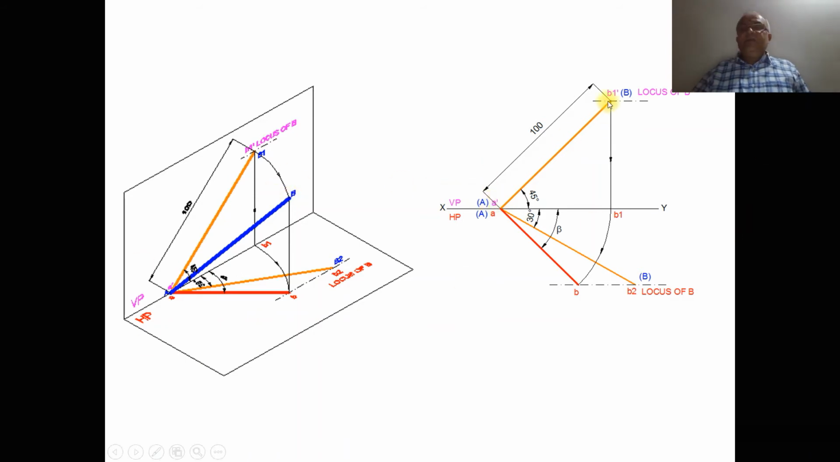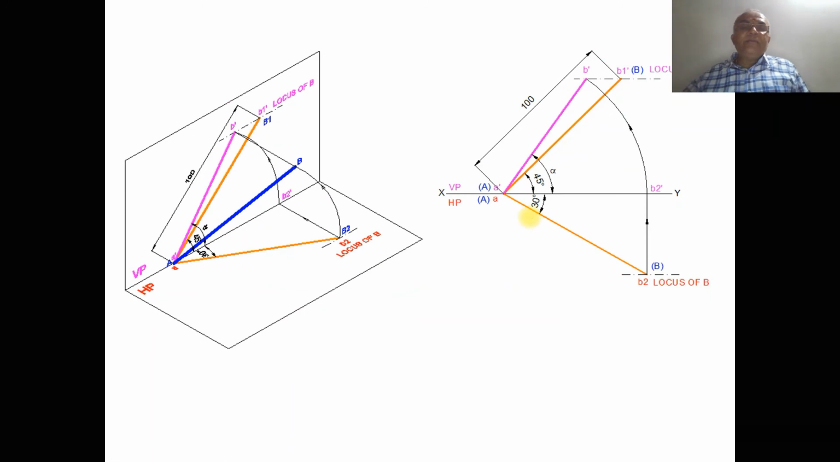With A dash, we have the true length in the front view. Obviously that should be parallel to VP in the top view, so AB1 is the line which is parallel to VP. With A as center, taking the radius of AB1, you rotate it such that it cuts the locus of B, so you are going to get the top view here. This is what I have shown to find the top view.